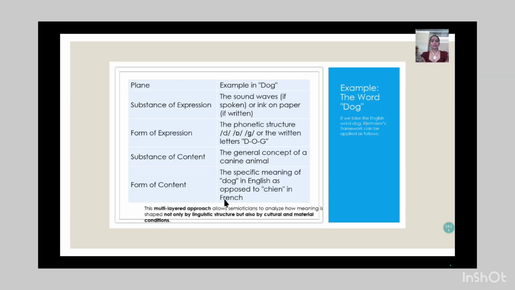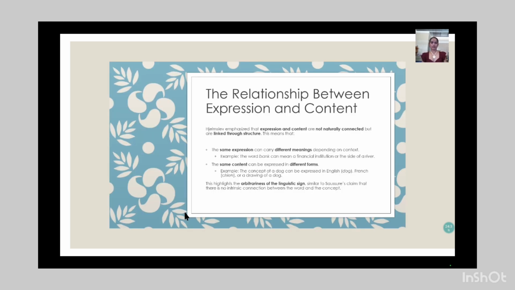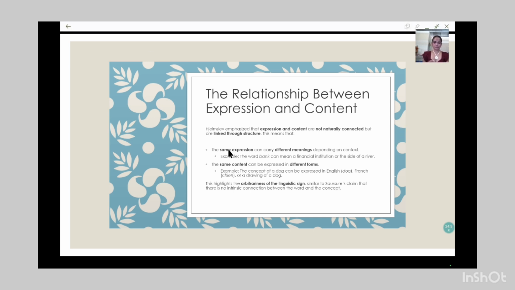Again, this multi-layered approach allows semioticians to analyze how meaning is shaped not only by linguistic structure but also by cultural and material conditions. So, on the relationship between expression and content, Hjelmslev emphasized that expression and content are not naturally connected but are linked through structure. So this means that the same expression can carry different meanings depending on context.